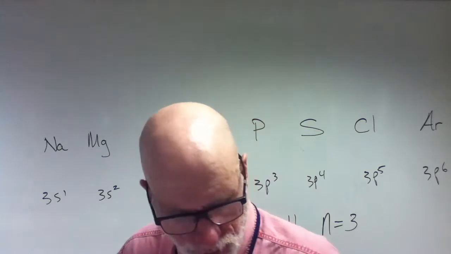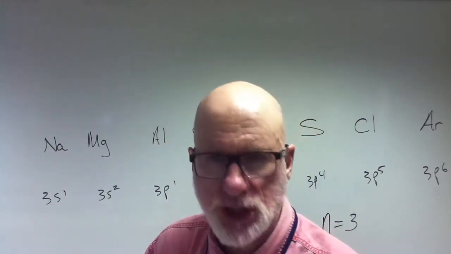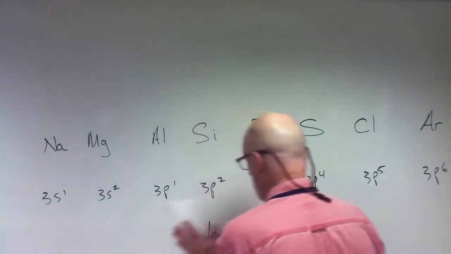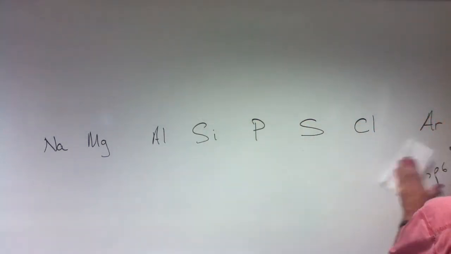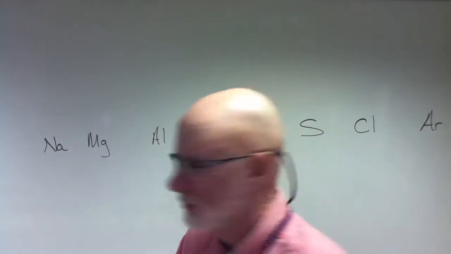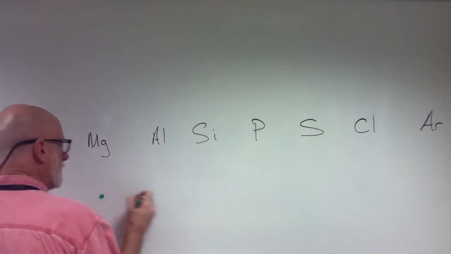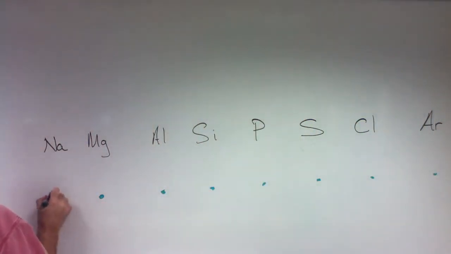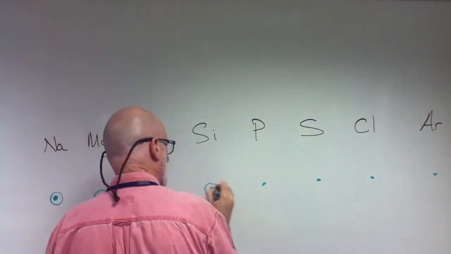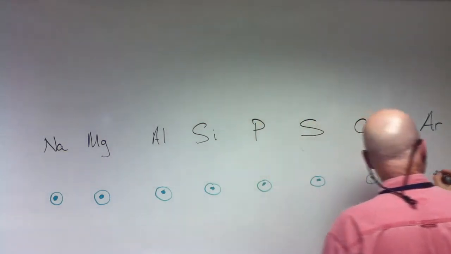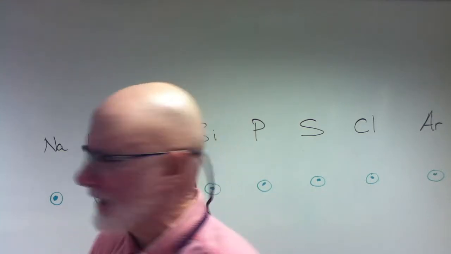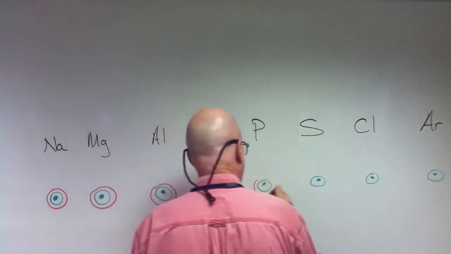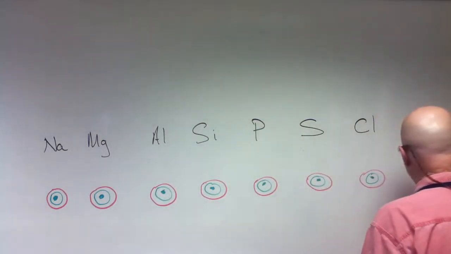So if I use the Bohr model to determine the electron filling, I would go like this. Let's pretend. This is the nucleus, let's say, right? This is the first shell, correct? Okay, I'll put the second shell. Would you agree that that's the second shell?